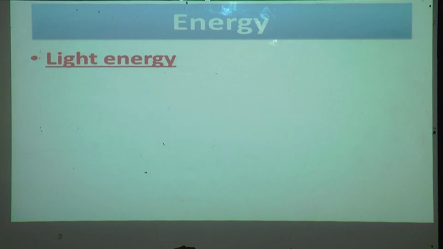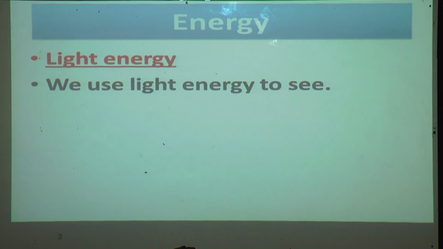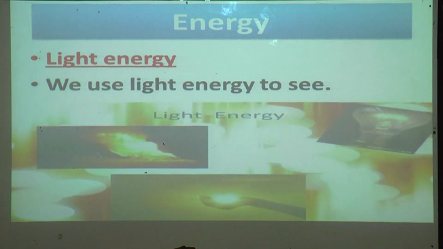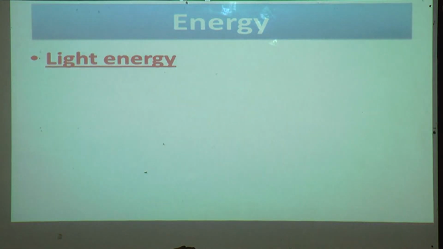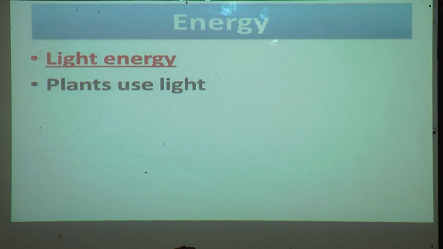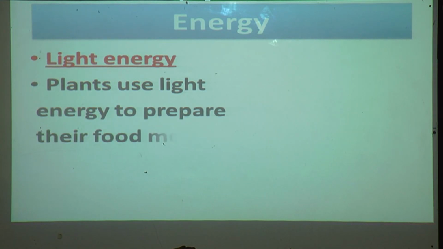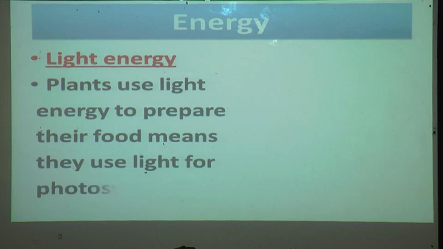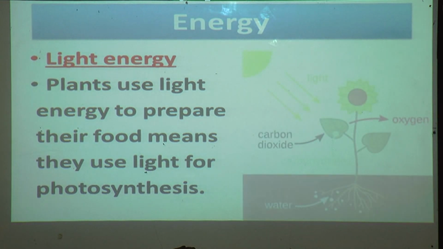Now let us see about light energy. We use light energy to see. Yes, without light we cannot see in the dark. Plants use light energy to prepare their food, which means they use light for photosynthesis.